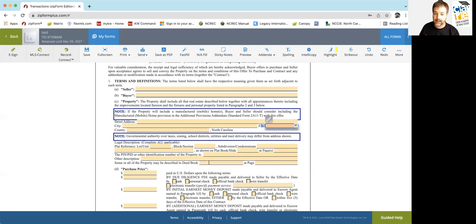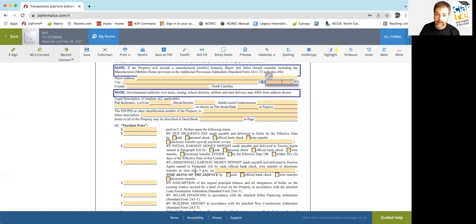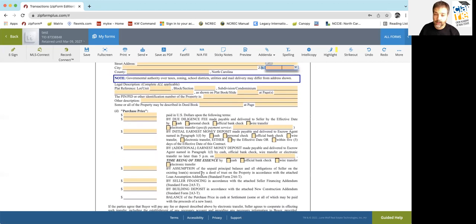And lastly, the deed book and page, which we will want to cross-reference. I don't recommend you just take the one that's in MLS because some listing agents get that wrong. So check the deed book and page to make sure you are referencing the right property. And again, that can be found at your county's Register of Deeds online lookup.